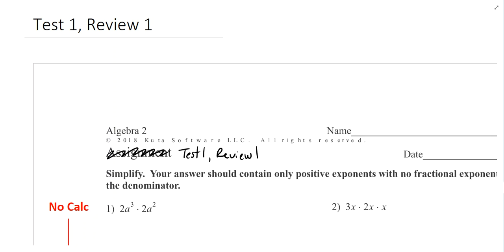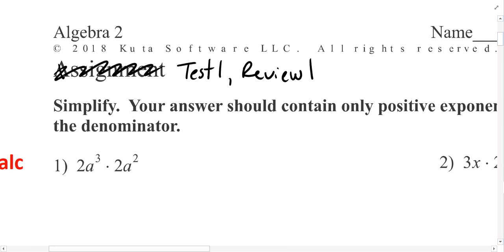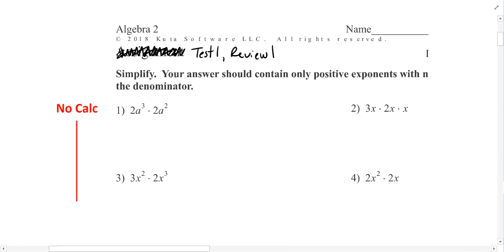In this video, I want to add a few points to the test review packet that you collected today in class. There are some updates to it I want you to be aware of before you work on it between now and next week. First off, on the front page, it should say Test 1, Review 1. The copy that I have here on my screen said assignment, but yours should say Test 1, Review 1.